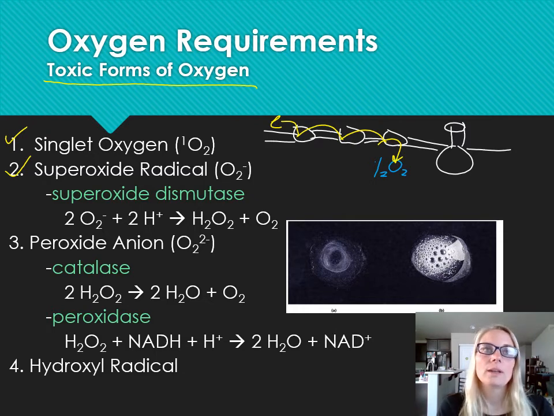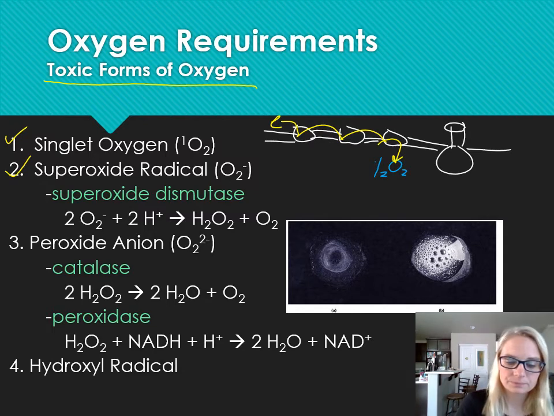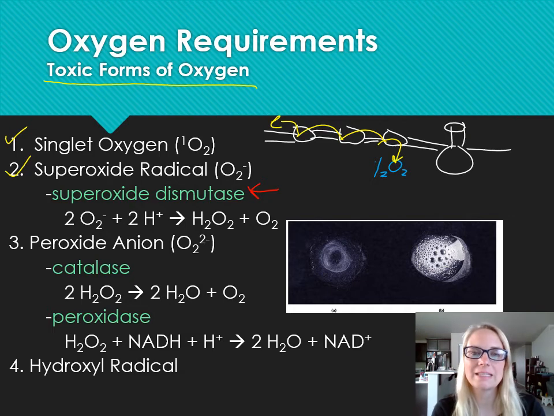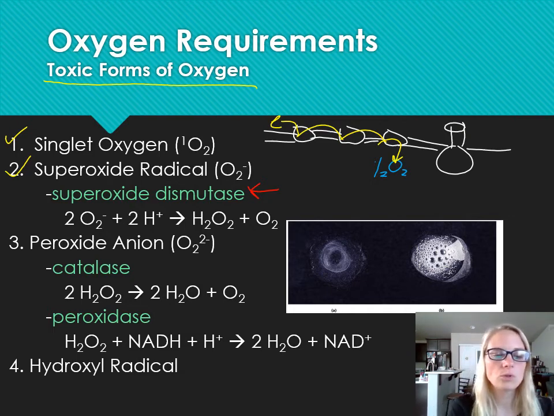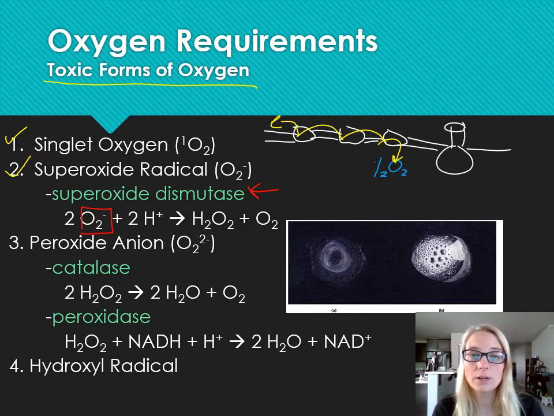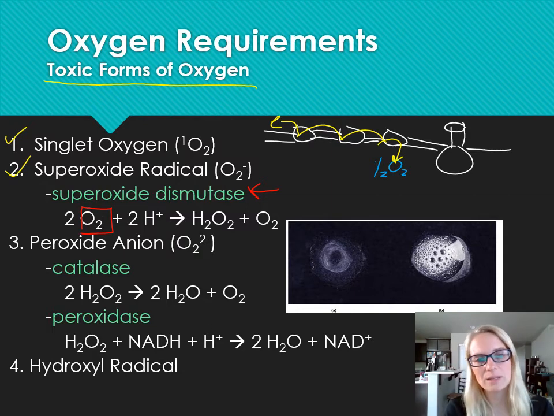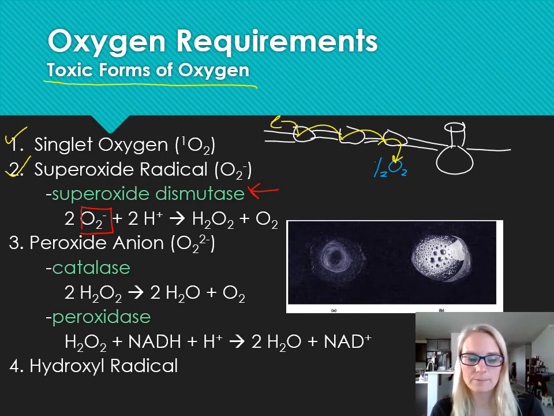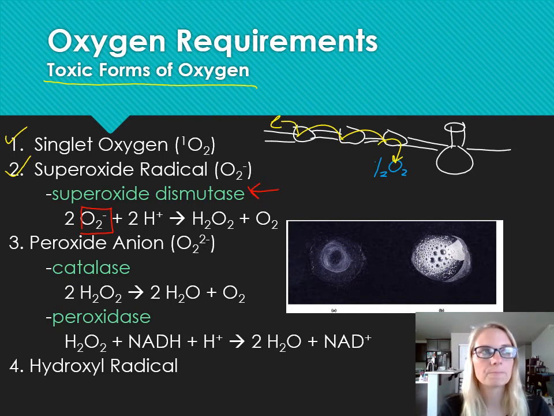To get rid of it, aerobes have an enzyme called superoxide dismutase. So here's your superoxide radical, O2-, and along with this enzyme and a couple of hydrogen ions, the H pluses, they can convert that really nasty superoxide radical into hydrogen peroxide, which is less dangerous. We have ways to get rid of hydrogen peroxide pretty readily. So the superoxide radical is neutralized by the enzyme called superoxide dismutase.